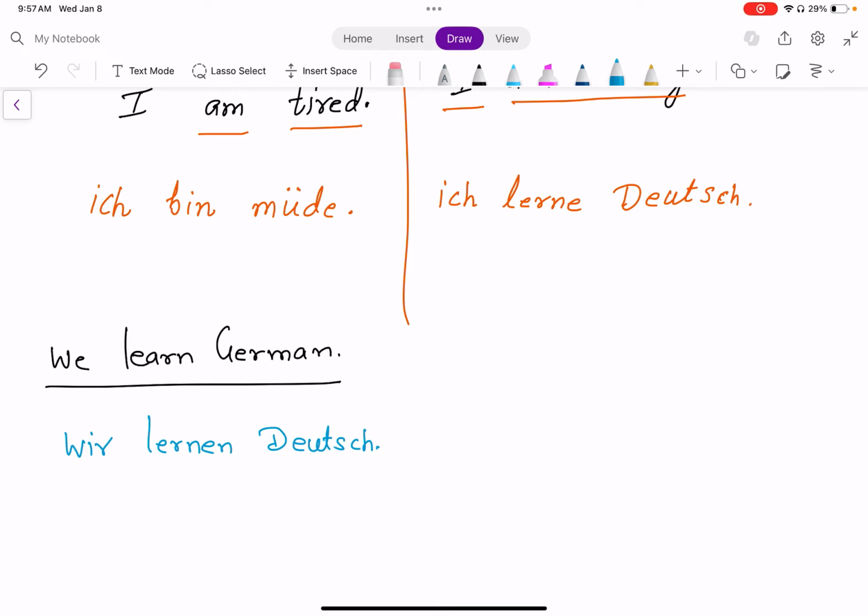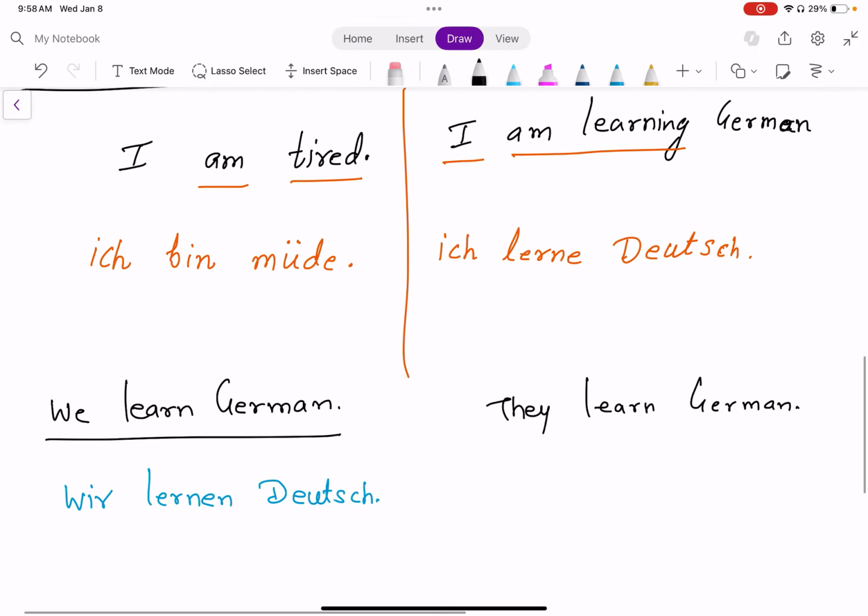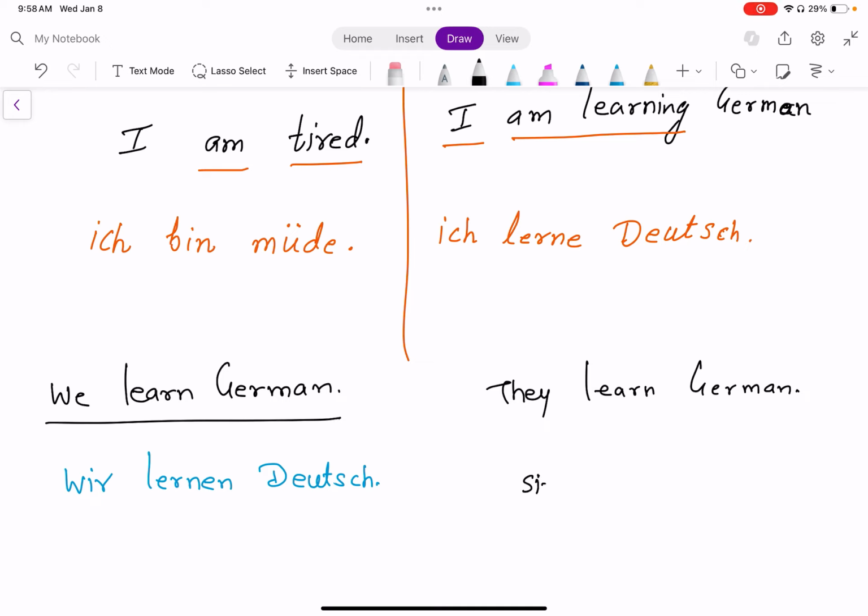Now let's make another sentence where we want to say, they learn German. Now this is third person, sie. So this becomes sie lernen Deutsch. Sie lernen Deutsch. Clear?